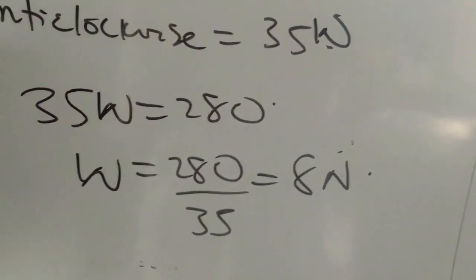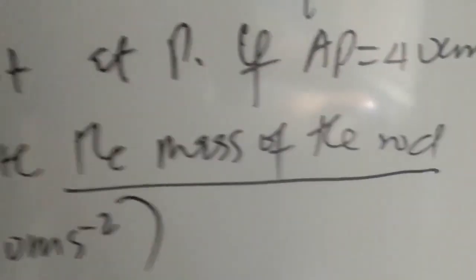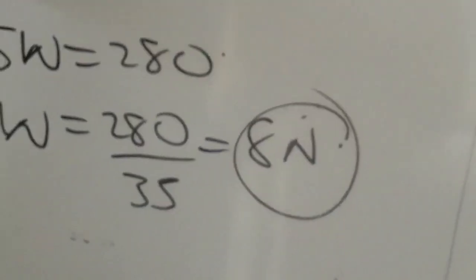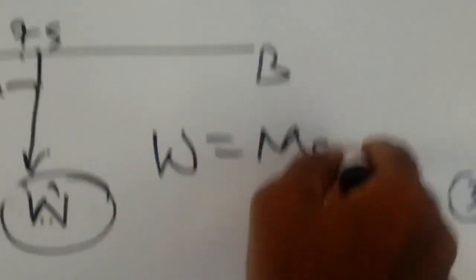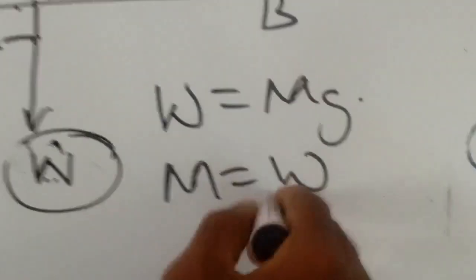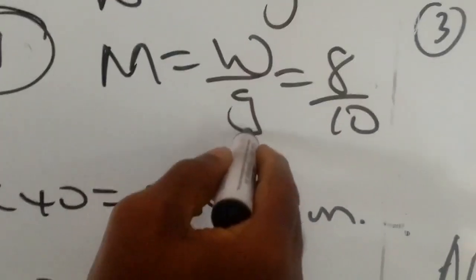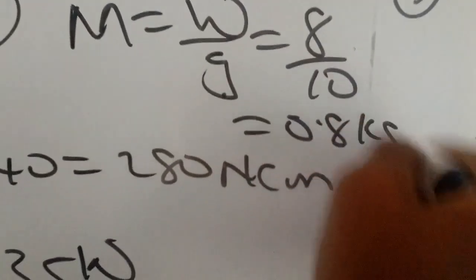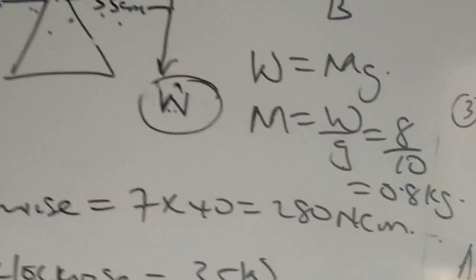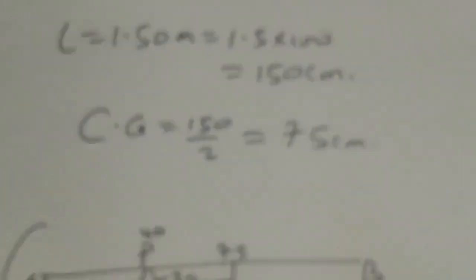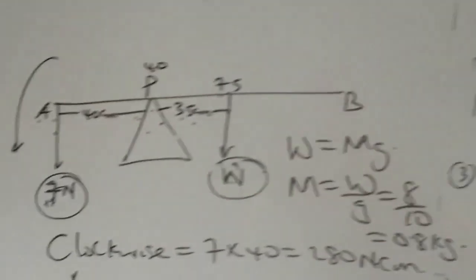But the question says find the mass, not the weight. The question gives this in Newton, so we'll find the mass. Weight is mg. Mass becomes equal to weight over g, which is 8 over 10, since the value of g is 10, giving us 0.8 kilogram. So having done that, we're going to take one more problem of moment of a force as we look at our working.